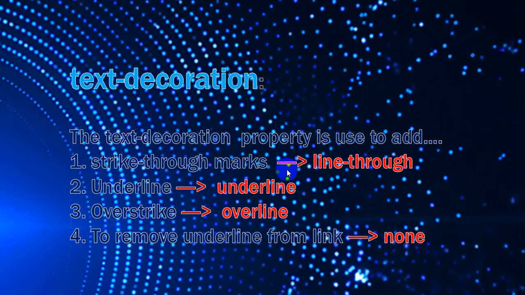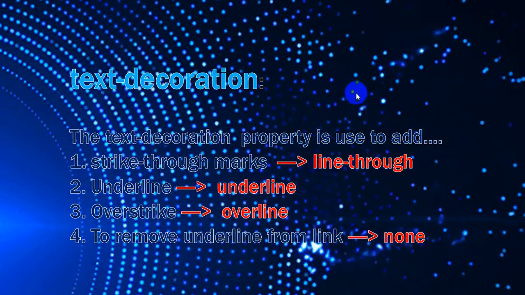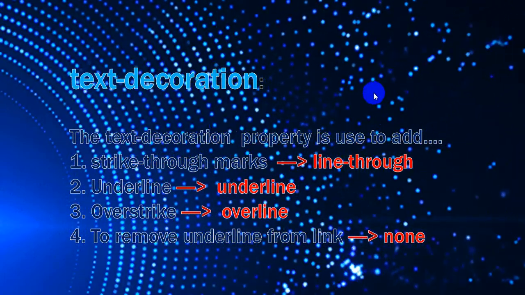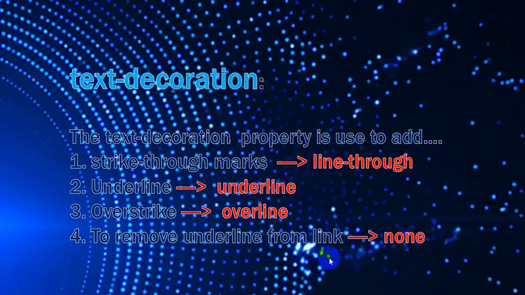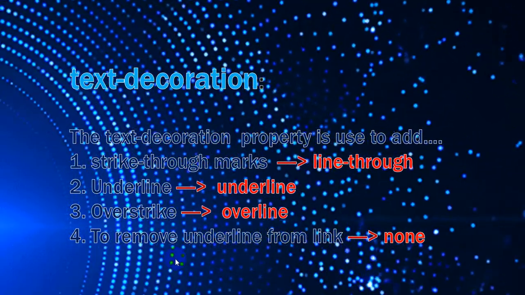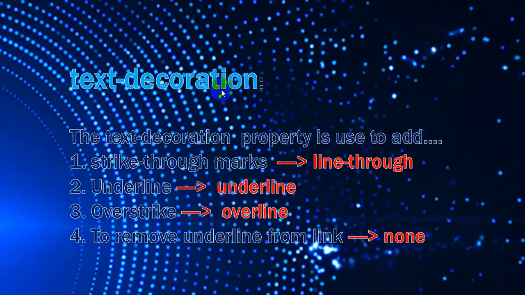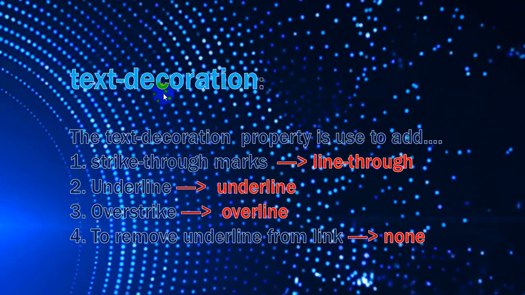If you use an a tag, that is a hyperlink, so it has an underline by default. But if you want to remove it, you have to use text decoration none, so the underline from your link will be removed. Okay, just try to understand. These are the 4 things in text decoration.